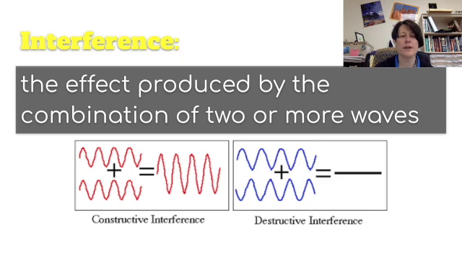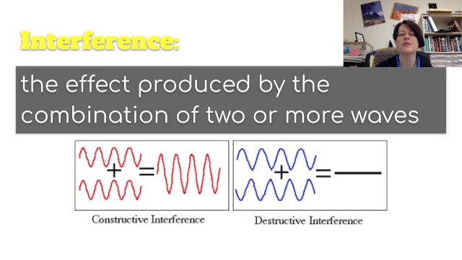And the final thing I want to talk about is interference. This is the effect produced by the combination of two or more waves. We can have constructive interference where the waves match up and they build and they're more intense. Or we can have destructive interference where they don't match up. This is where a crest matches with a trough and they actually cancel each other out. This is how noise canceling earmuffs work.